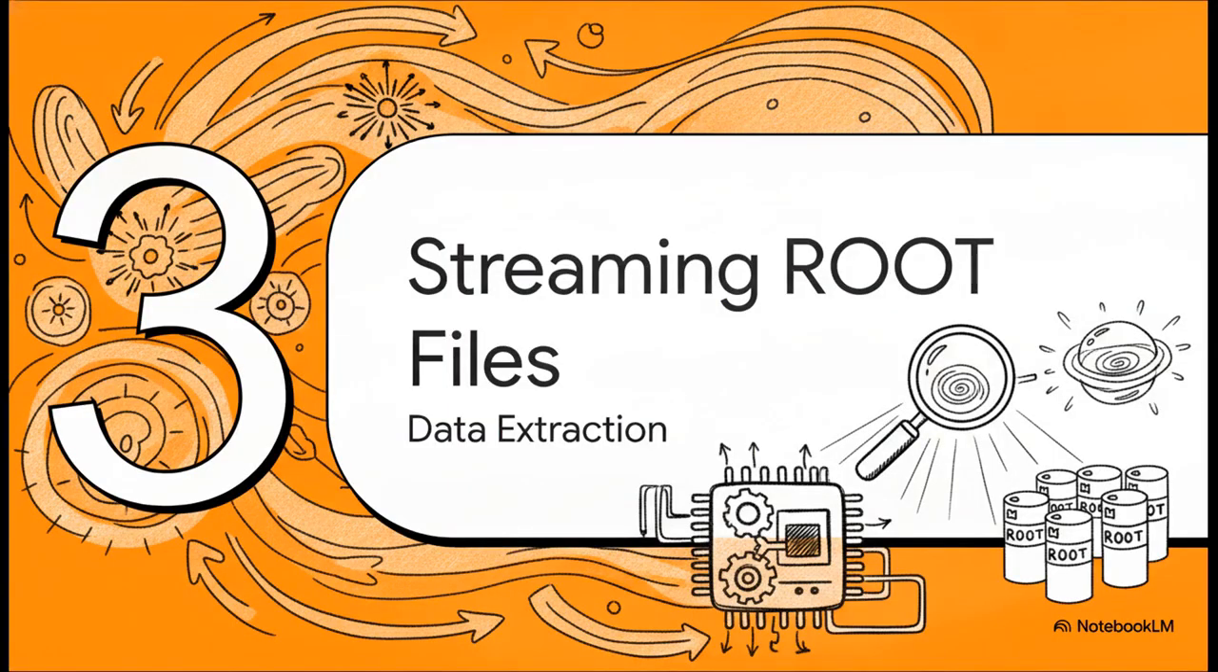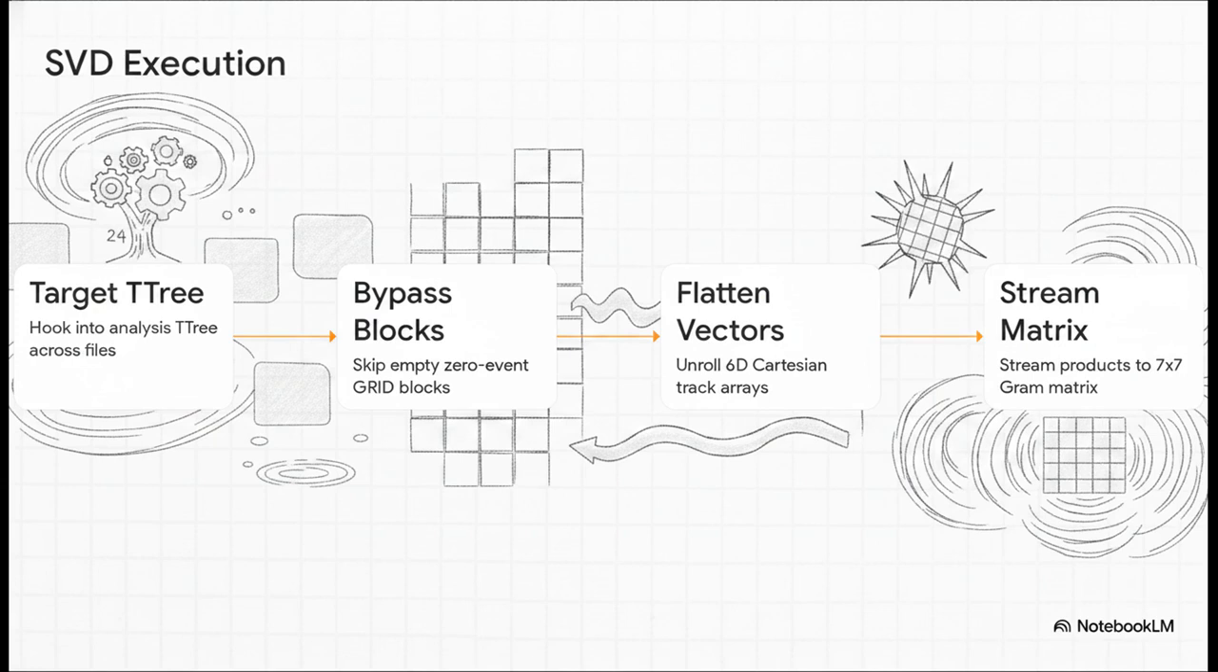All right, moving right along to Section 3, streaming the root files. So how do we actually unleash this engine on the data? Well, we run a dedicated Python script to sweep through 24 Atlas root files. Step by step, it's like watching a hacker at work. First, it targets the analysis T-tree within those files. Second, it automatically detects and bypasses empty zero-event grid output blocks, so we don't waste time crunching empty space. Third, it flattens out these jagged 60 muon Cartesian vectors, things like track angles and spatial coordinates, into continuous particle node state vectors. Finally, it calculates the pure scalar cavitation magnitude, which we call VCav.